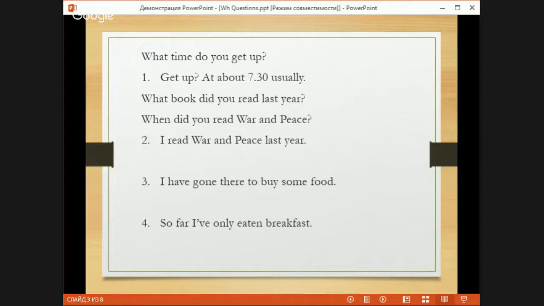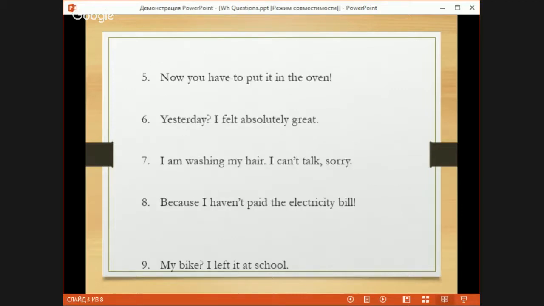The next, I have gone there to buy some food. This is present perfect. The auxiliary verb is have. So the question is, why have you gone there? To buy some food. So far, I've only eaten breakfast. I've only eaten breakfast, also present perfect. The question will be, what have you eaten so far? Only breakfast? Let's move on.